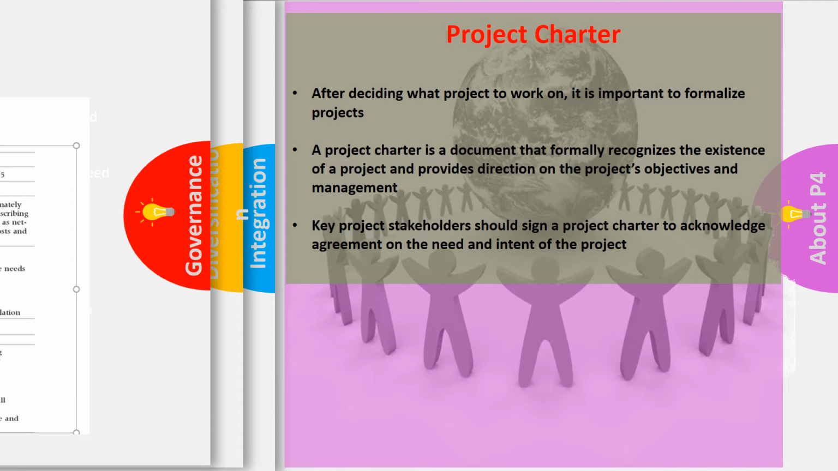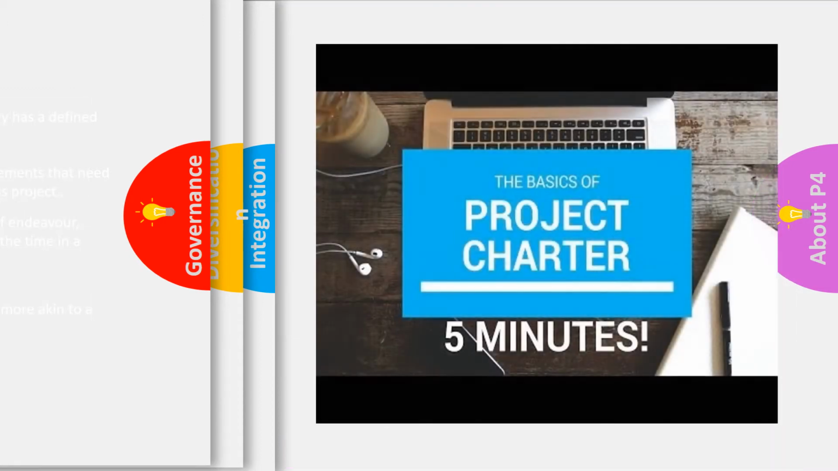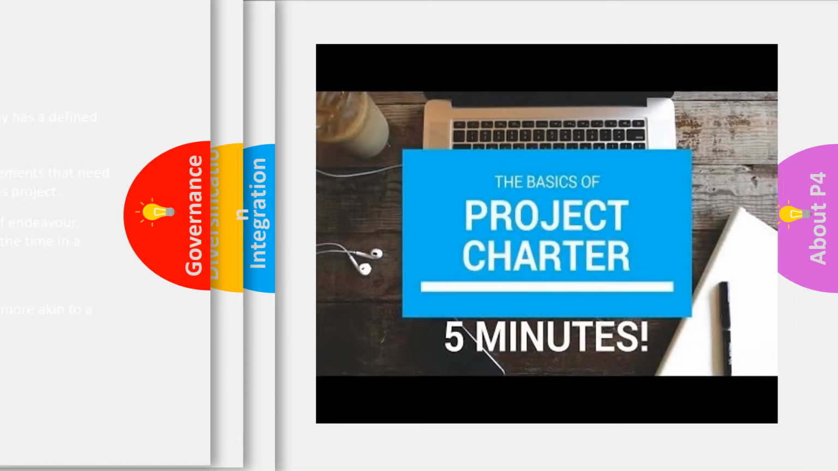So after dealing with a project to work on it, it is important to formalize projects. A project charter is a document that formally recognizes the existence of a project and provides direction on the project's objectives and management. Okay, very important, the project's direction and the project's objectives. Key project stakeholders should sign a project charter to acknowledge agreement on the need and intent of the project. And this all leads into later on the scope in terms of what you're trying to achieve, also by reviewing the needs of the different stakeholders. Let's have a look at this project charter.